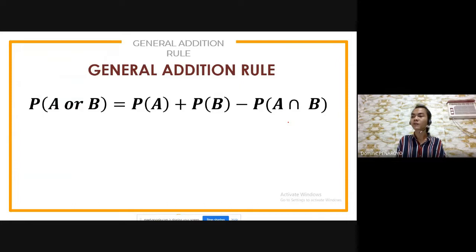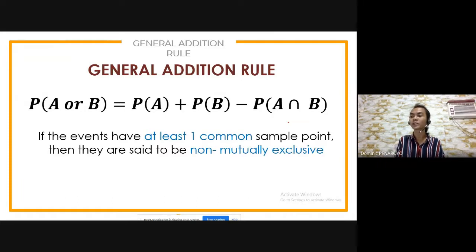Okay, so for the general addition rule, we have here the same thing. It's an or, pero if the events have at least one common sample point, then they are said to be non-mutually exclusive. So mayroong common na element from the event A and event B. So ito yung formula natin for that. We will have, i-add natin yung event A and then yung event B, tapos i-minus natin yung common element sa kanila.